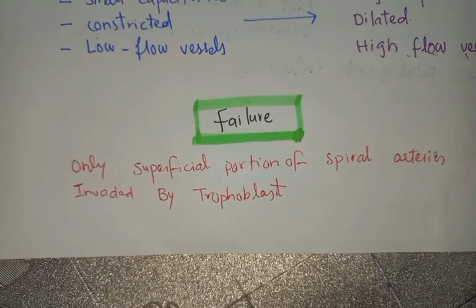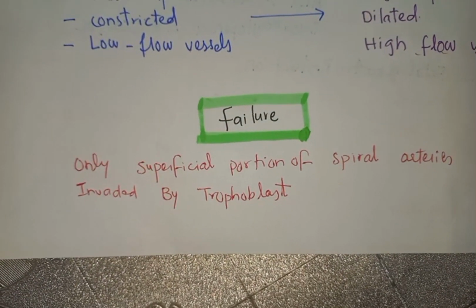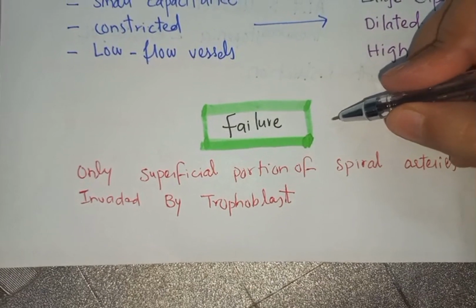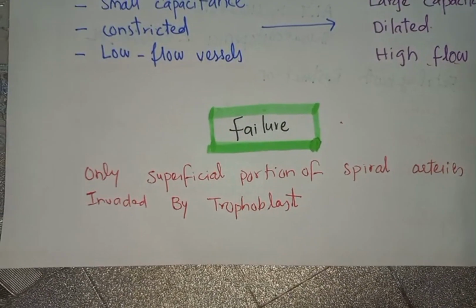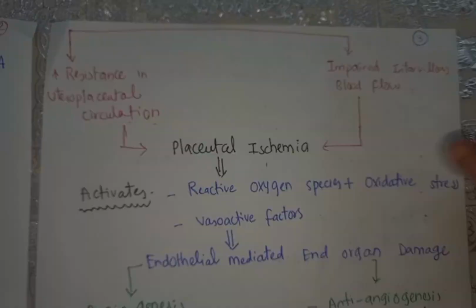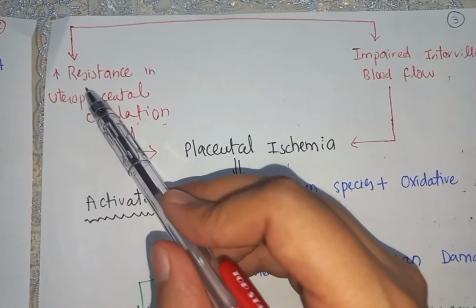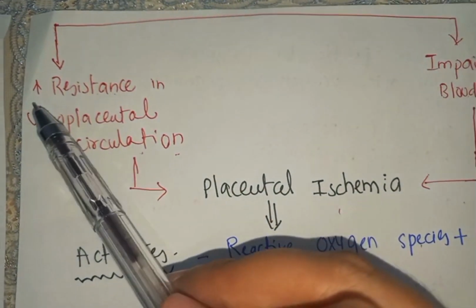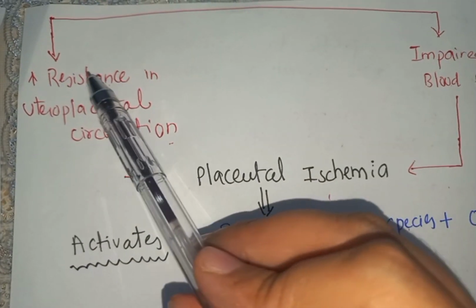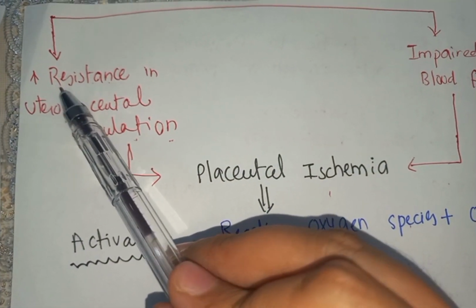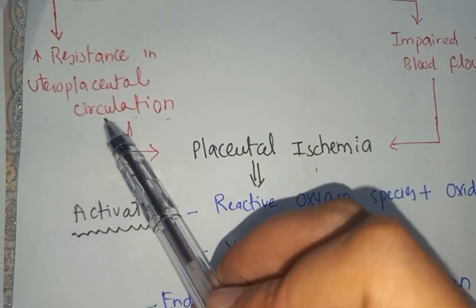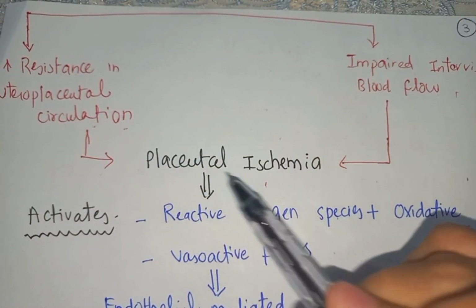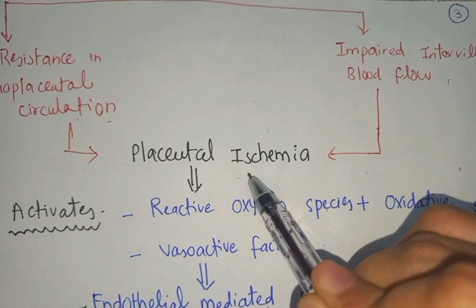Failure to do so leads to only the superficial portion of the spiral arteries being invaded by the trophoblast, and that is the main pathogenic factor of preeclampsia. As these spiral arteries remain constricted, it results in increased resistance in the uteroplacental circulation and impaired intervillous blood flow, which results in placental ischemia, because there is defective blood flow towards the placenta.